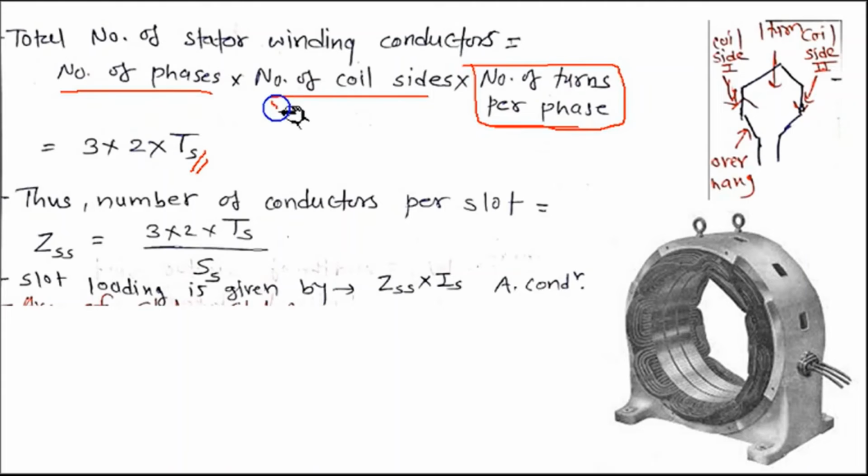And now what is this? Number of coil sides. Always remember, for a coil we have 2 coil sides. Pay attention here in this diagram: this is one coil, this is the first coil side, and this one is the second coil side. So for every coil you have 2 coil sides. That's why we are multiplying here by 2. So 3 into 2 into number of turns per phase.